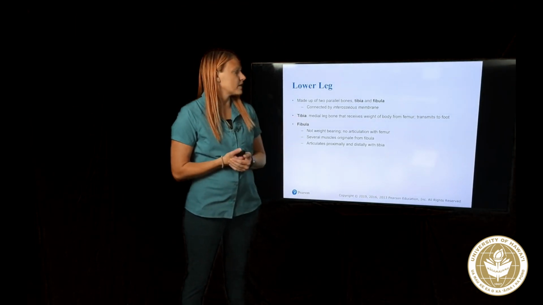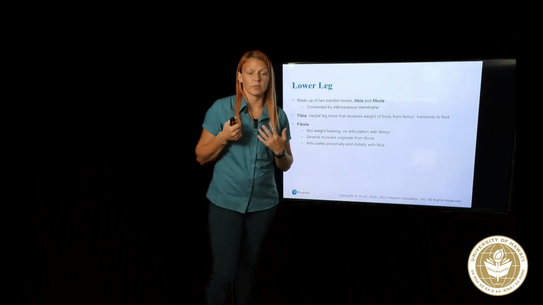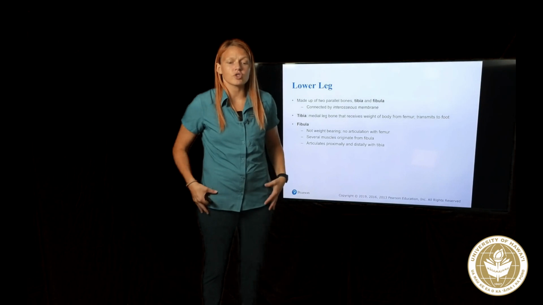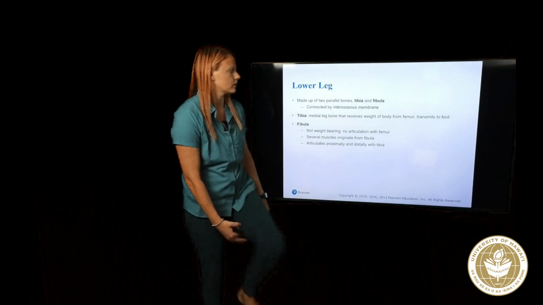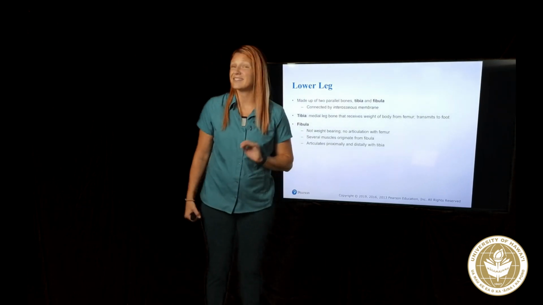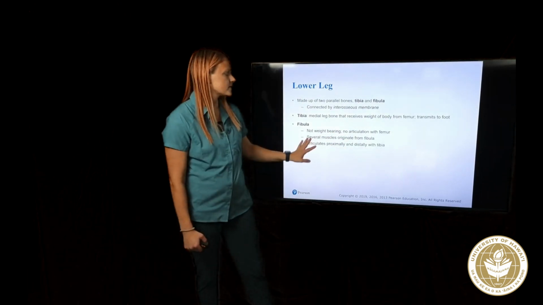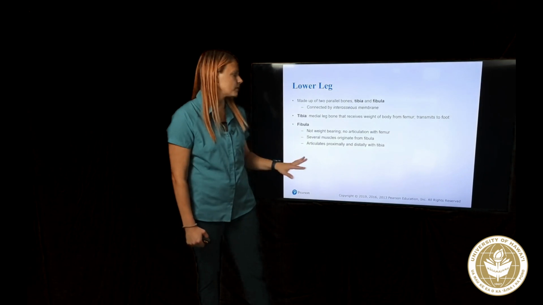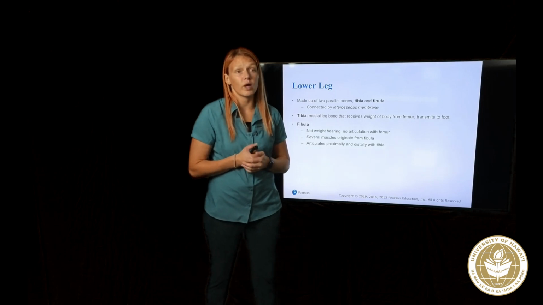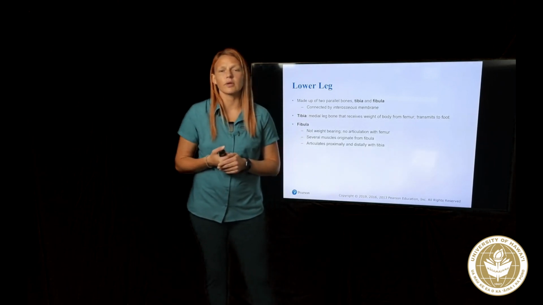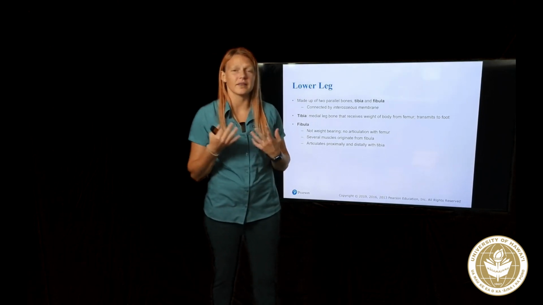Our tibia is going to be the medial leg bone, and it's going to receive the weight of the body from the femur. That's going to transmit it to the foot. So we're putting a lot of strain, pressure, weight on our femur as well as our tibias. Your fibula, on the other hand, is not weight-bearing. There is no articulation with the femur. There are several muscles that are going to originate from the fibula, and it articulates proximally as well as distally with the tibia. So kind of a story, I don't know if this will help you remember what's weight-bearing, what isn't, and the different bones.